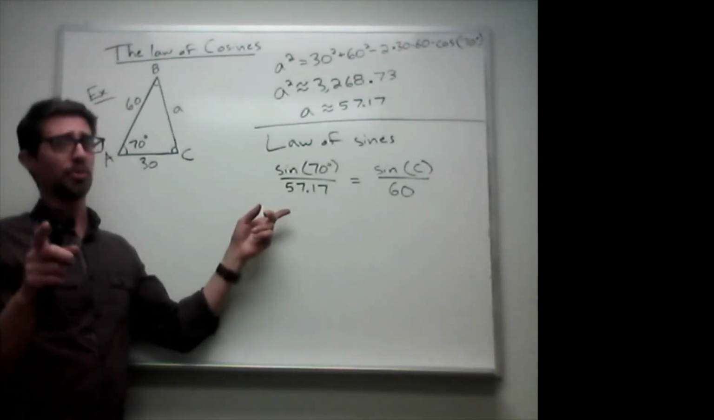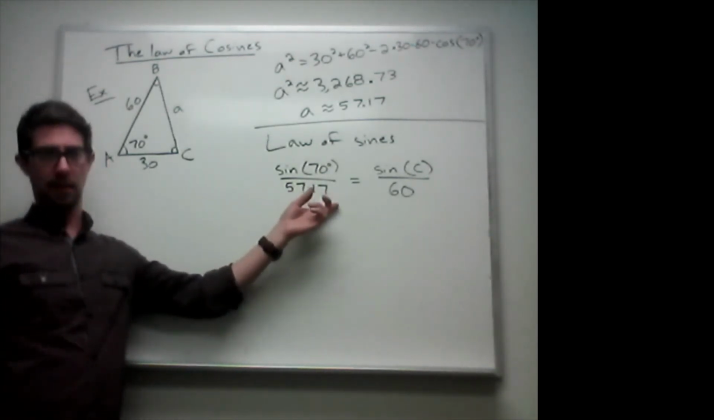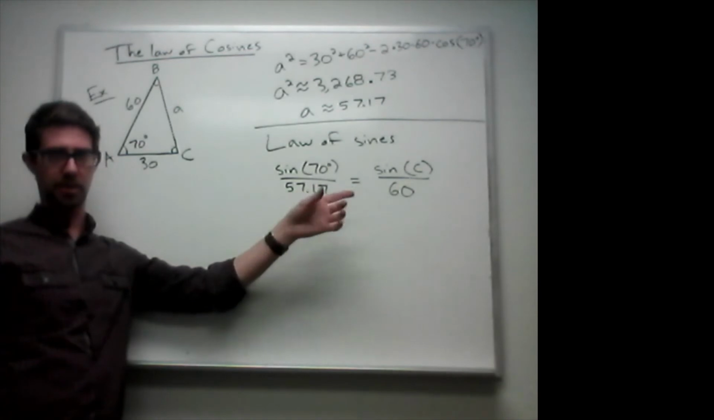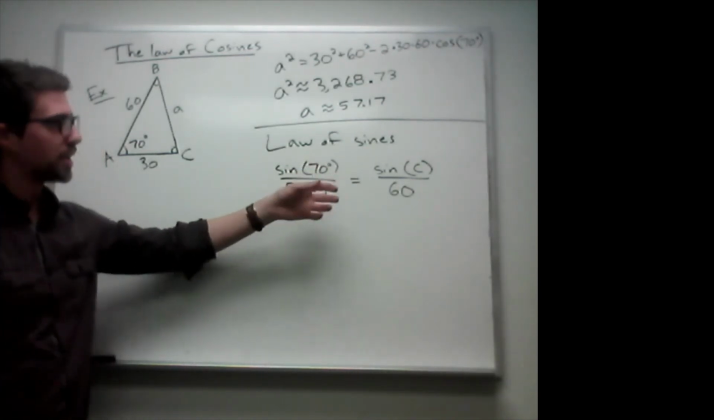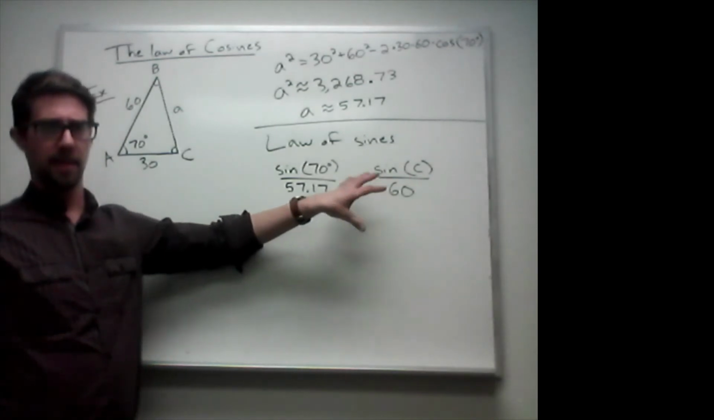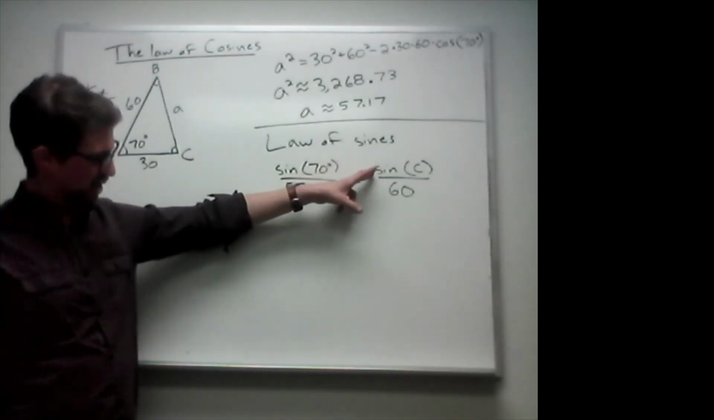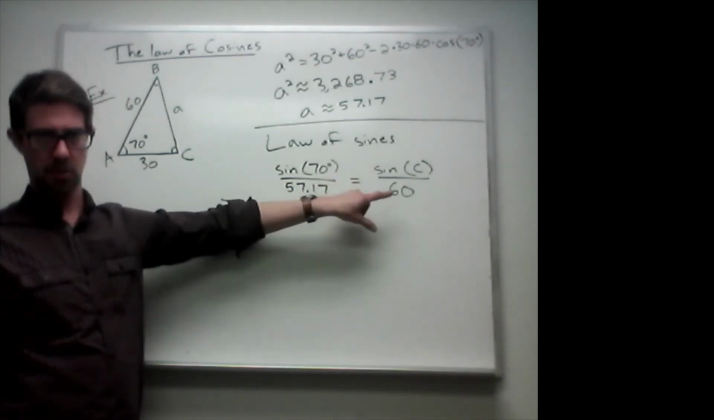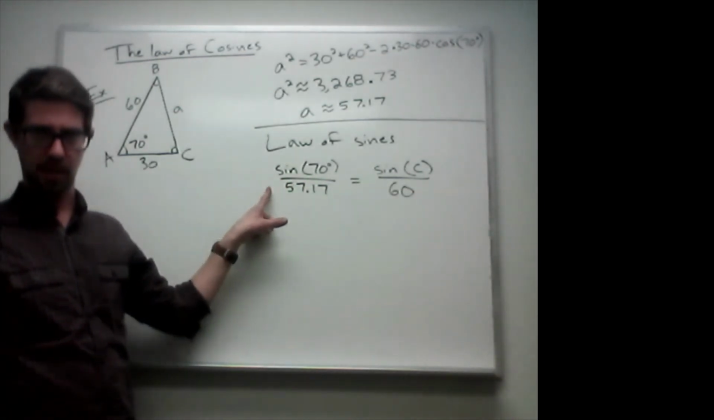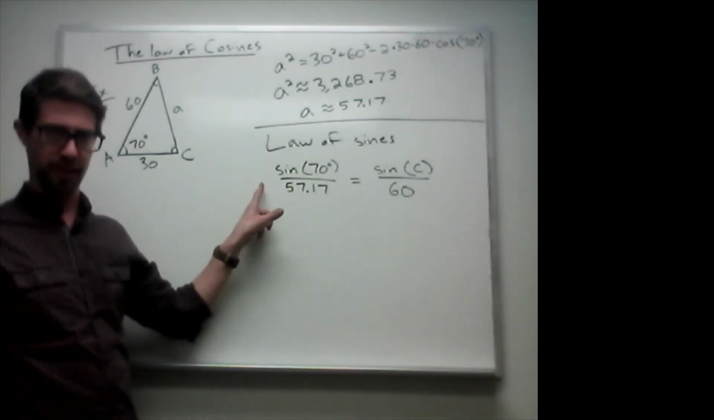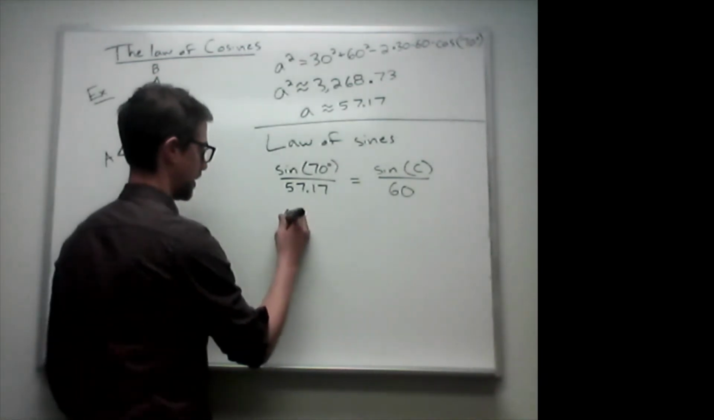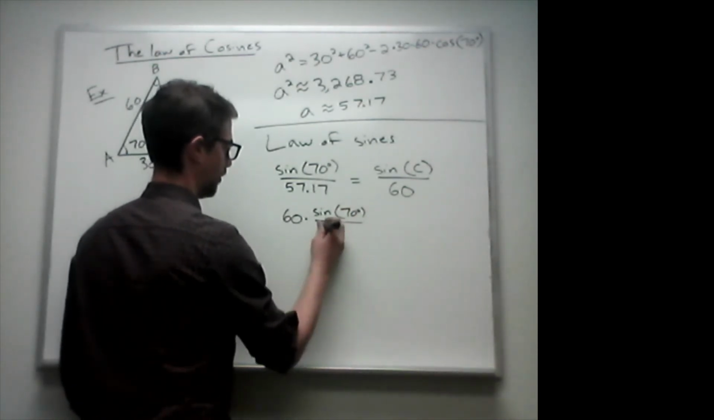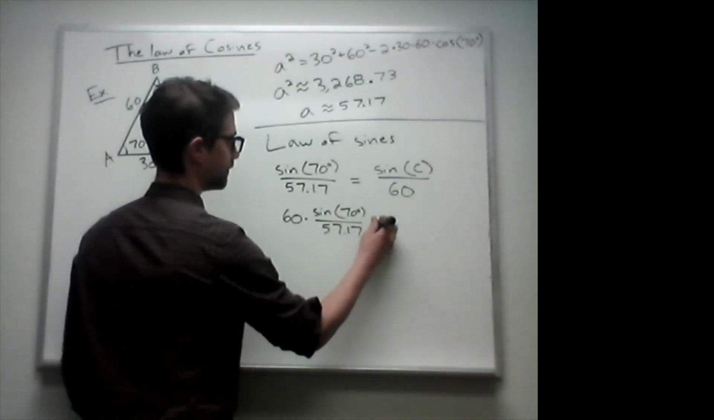And this is actually new for us. We haven't done one exactly like this. We're now using the law of sines to find an angle instead of using the law of sines to find a side. It's not that much harder, it's just different. So you can think about this next step as cross multiplying. To me, it's easier just to think about it as if I multiply this side by 60, I clear the fraction. So it's almost literally like you're just moving this 60 over here. So 60 times sine of 70 over 57.17 equals sine of C.